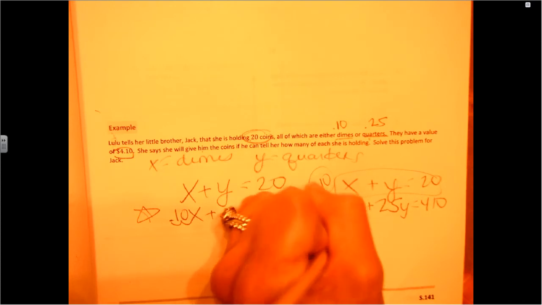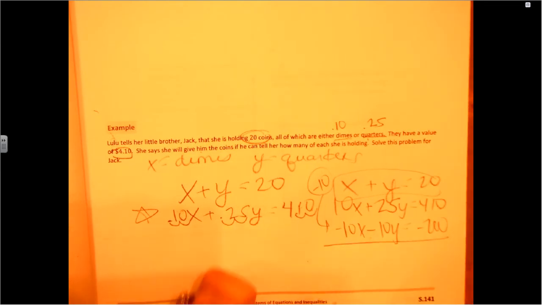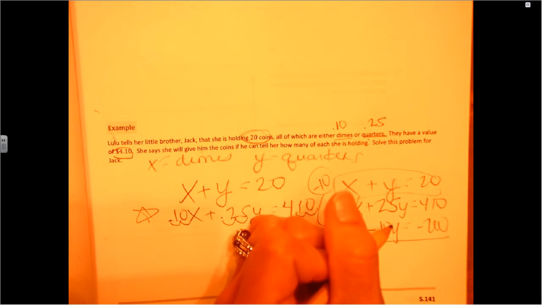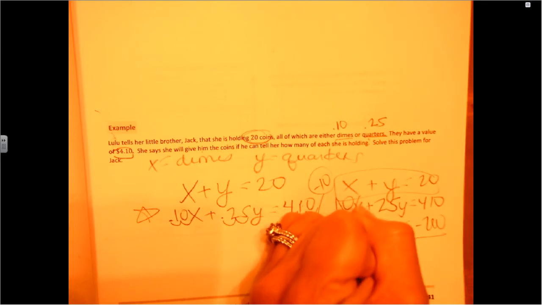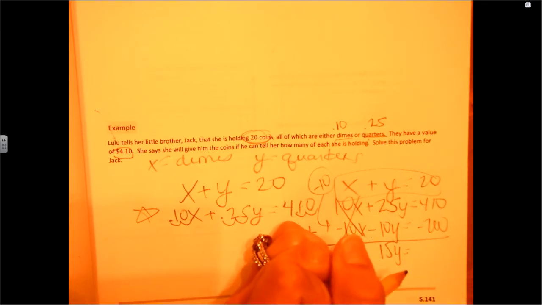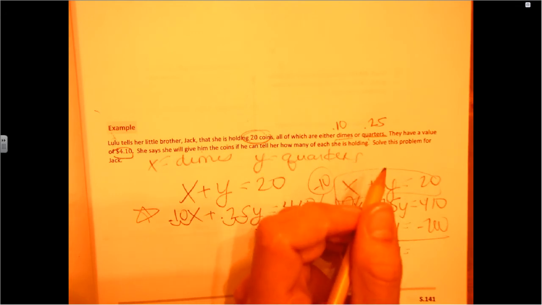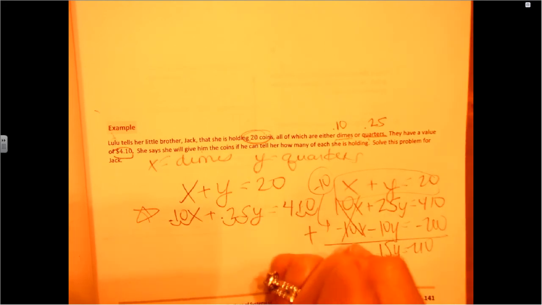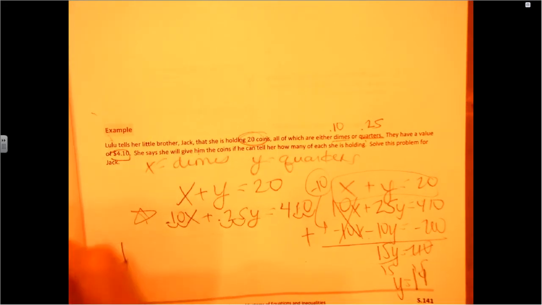So that would give me negative 10x minus 10y, and that would give me a minus 200. Then when I solve using elimination, I would add, this crosses out, 25 minus 10 gives me 15y, and then 410 minus 200 gives me 210. Dividing both sides by 15, Y, the number of quarters, gives me 14 quarters.